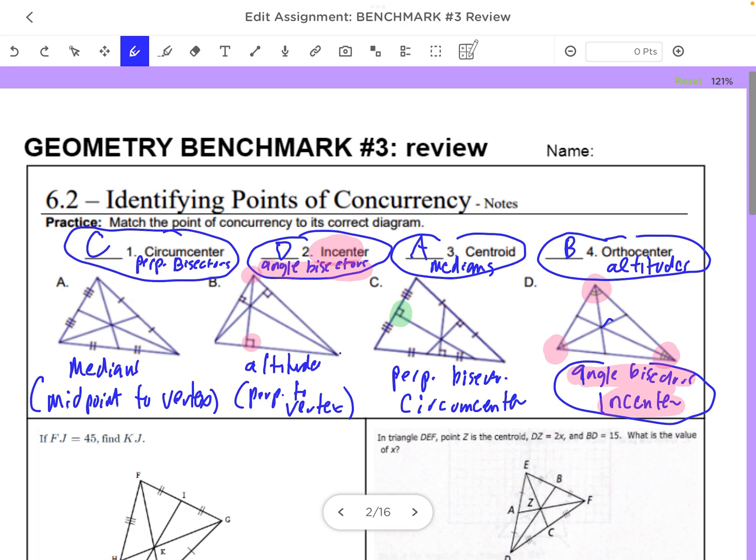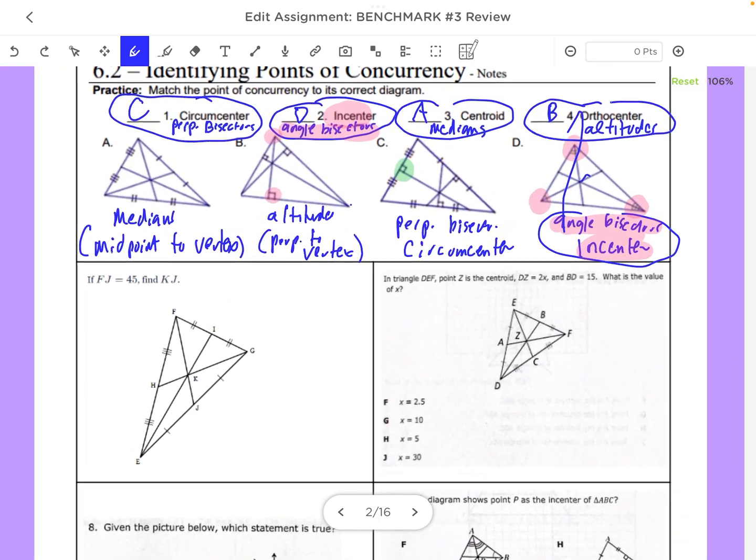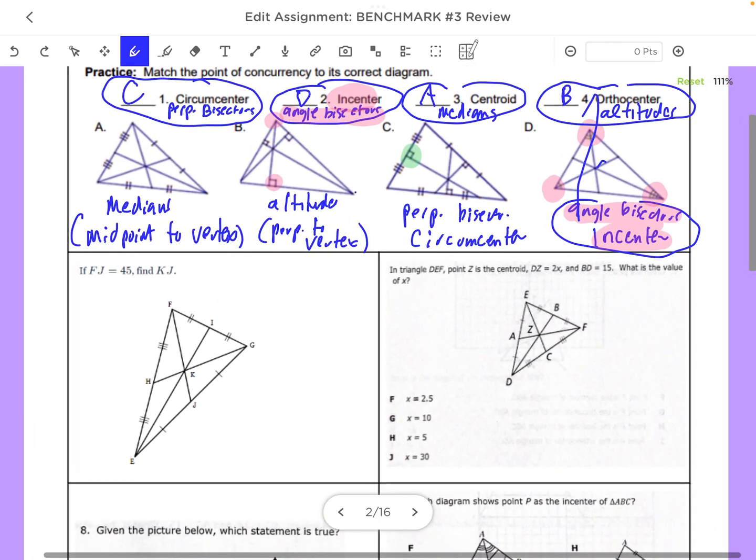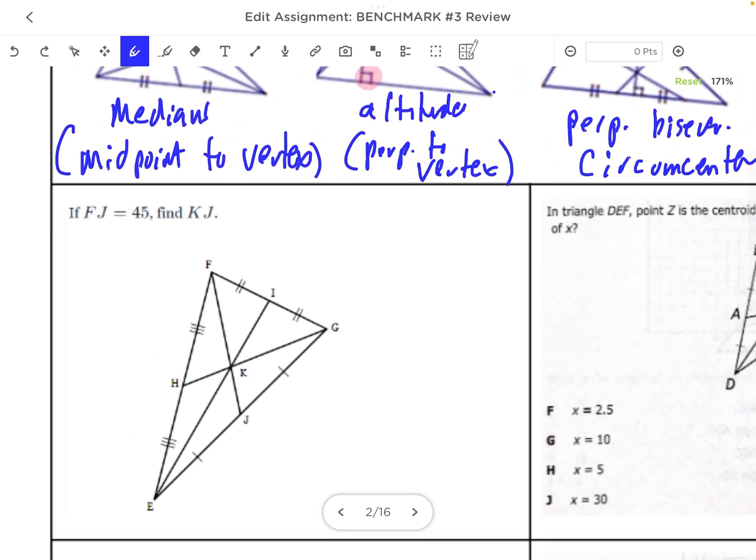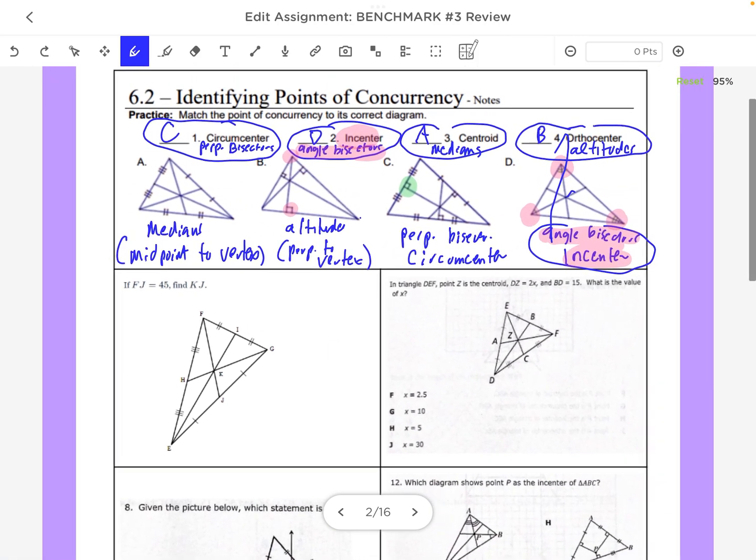So let's go ahead and get right into some practice problems. Now, what I want you to do on this one is, let me go through this first one with you. If you know how to get this one, see if you can do this on your own. Otherwise, let's take a look.